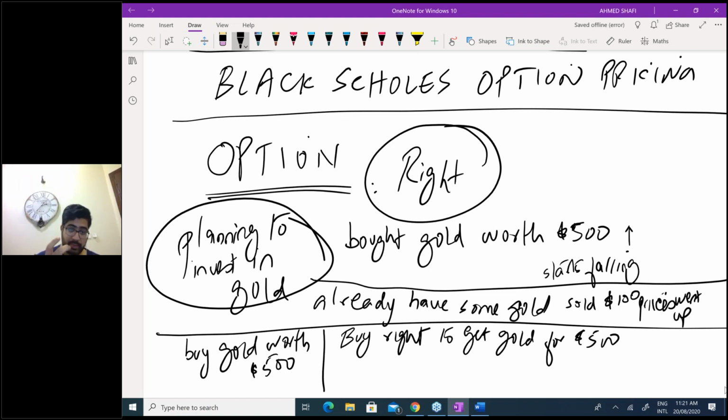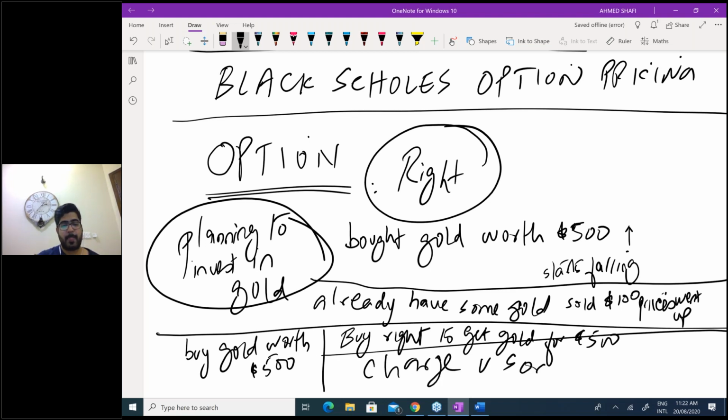So this is very beneficial for you. Had you bought gold for $500 and the prices fall, you would have ended up making loss. Here you just got the right. If prices increase, exercise that right, get gold for 500, sell for 600 and earn gain. And if the prices start falling, leave that right. So the person offering you this right won't give it for free. He will charge you some premium to give you this deal.